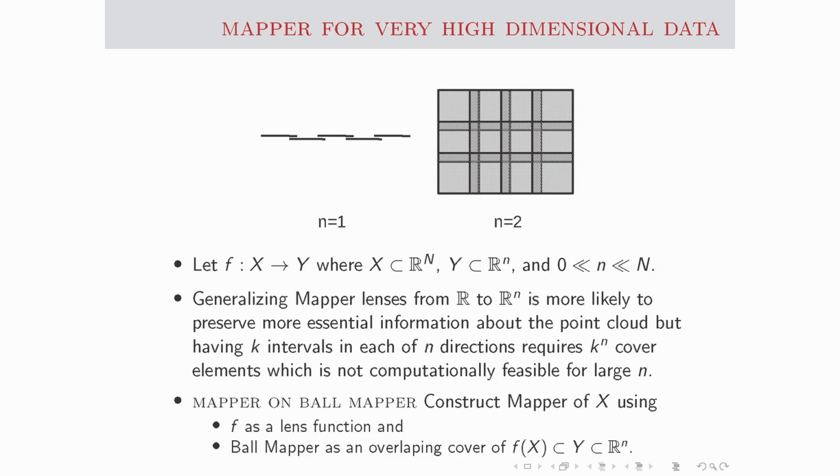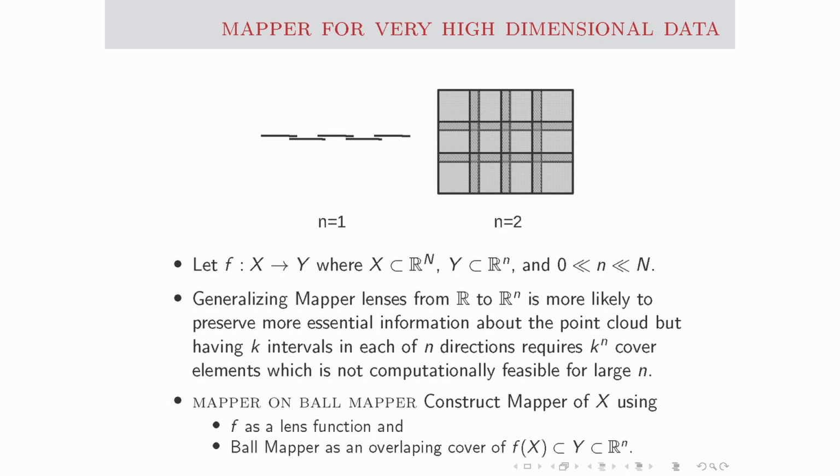Okay, so this is one thing that we got. The last tool that I want to introduce is the idea of how we can use ball mapper to improve this restriction that the height function in mapper goes just to R. It would be lovely if you could do it into even R2 or maybe some higher Rn. But if you want a cover with k intervals in n-dimensional space, that would require k to the n elements, and that's just not computationally feasible.